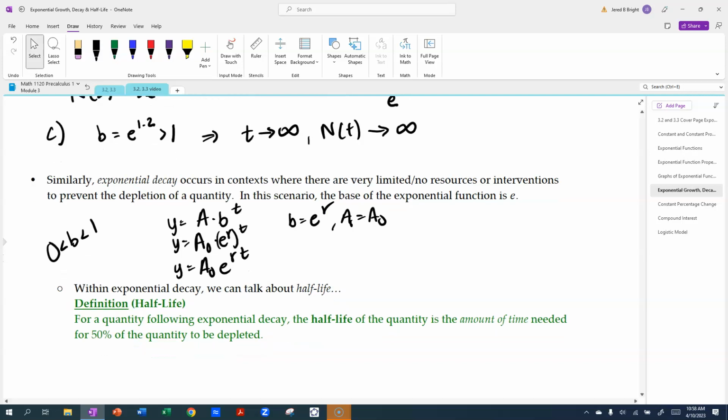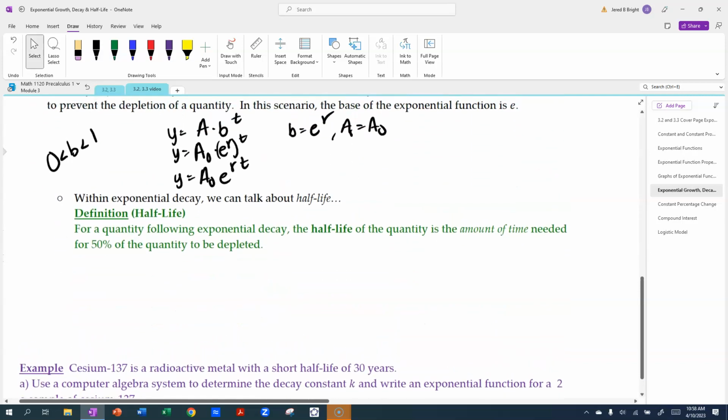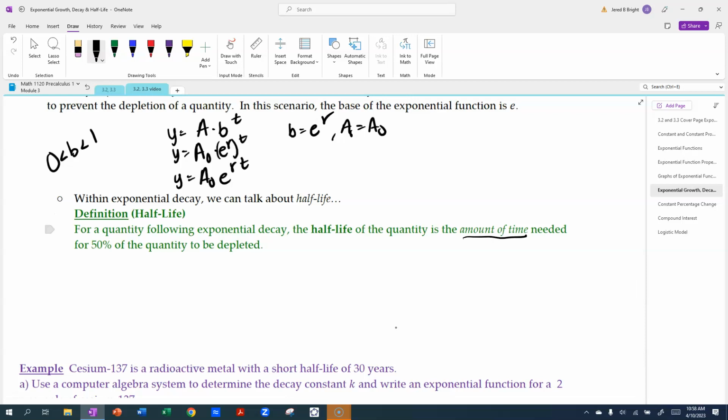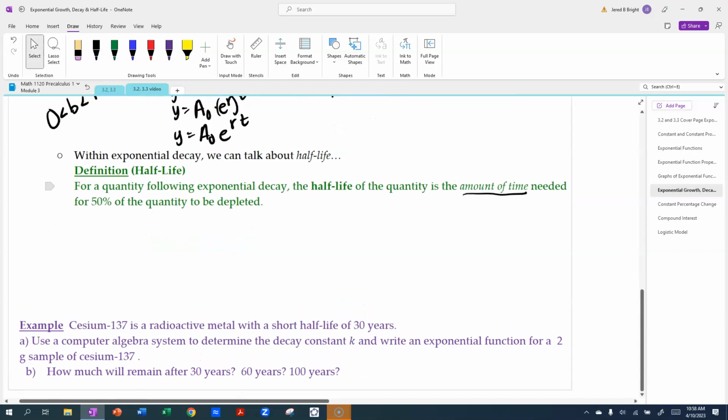Now, there's another little bit of terminology that we need to be aware of. We'll do more with it going forward, but half-life is the amount of time that we need for 50% of the quantity to be depleted if you're a glass half empty person, or if you're a glass half full person, for 50% of the quantity to remain. Because we begin at 100% of it and then it slowly fades away. Mathematically, we'll solve this more precisely later on.